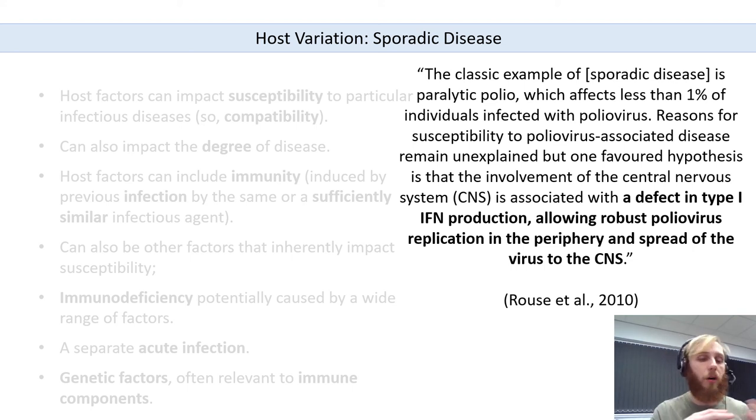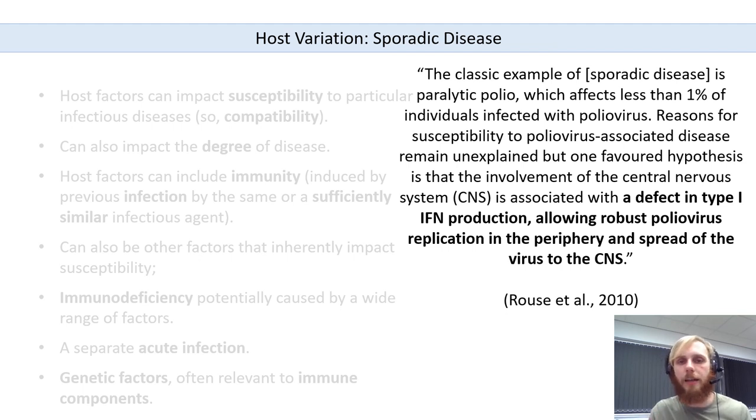However, we're talking also about there being these dramatic differences in the consequences of infection. We're talking about the difference between a mild infection or even an asymptomatic infection and really significant symptoms. Paralytic polio, for example. I'm sure we know that poliovirus can cause paralysis. However, it only causes paralysis in a very, very small minority of cases, less than 1%.